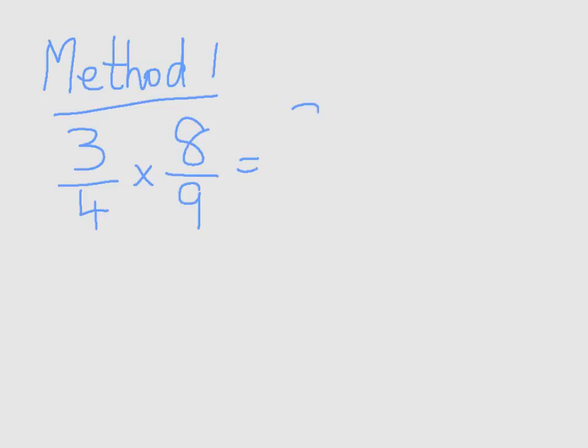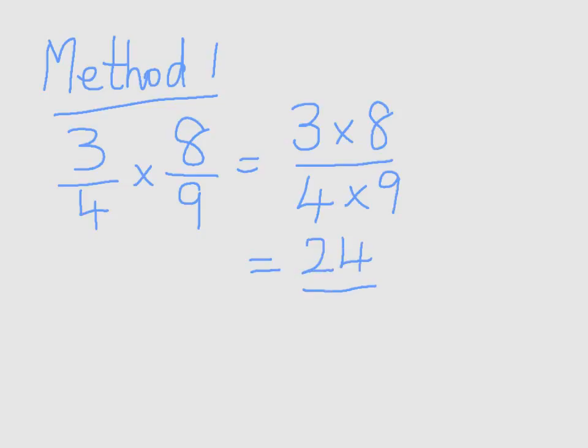So we will multiply the numerators together and we multiply the denominators together. So the numerator, we have 3 times 8, which is 24. And for the denominator, we have 4 times 9, which is 36. Now, whenever we are writing fractions in our answers, we always try and simplify them. And if you remember, that means writing the numerator and denominator with the smallest numbers possible.